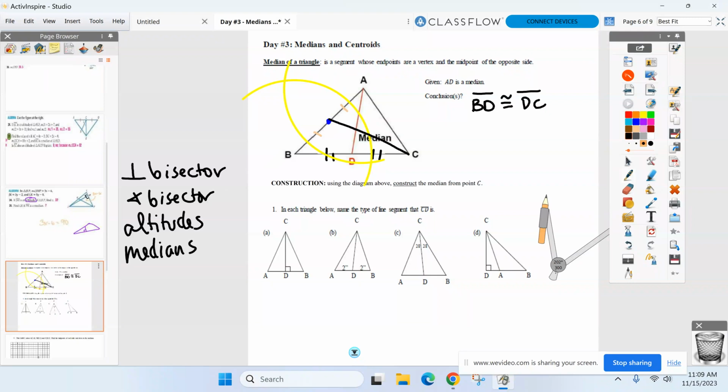This one's definitely not median. The last one? Sure. That. Ready? To go? Okay.